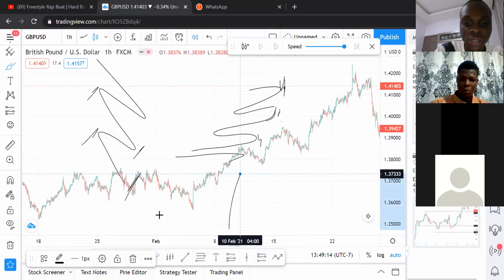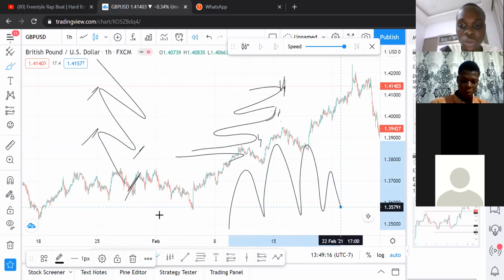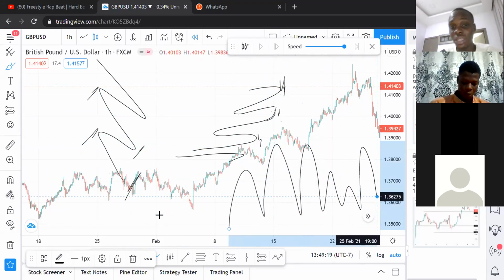In a ranging market, you see something like this. It can be lower. That's a ranging market. But on an uptrend, if you're looking out for higher highs and higher lows, you see there will be changes there.